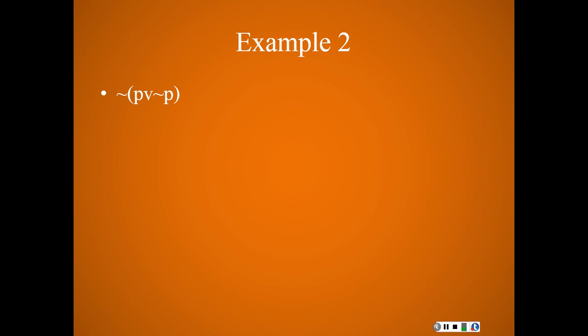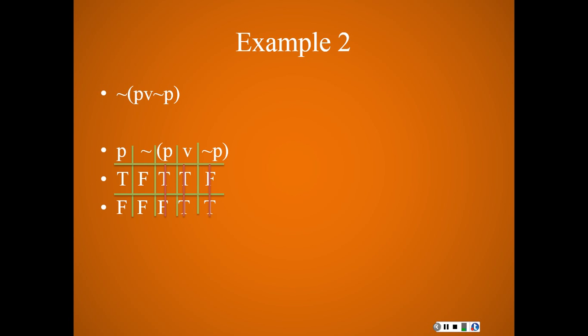So we can see that the negation of P or not P is an inconsistency if we examine its truth table. We see that this formula is in fact false on every row of the truth table, and that tells us that it is an inconsistency.